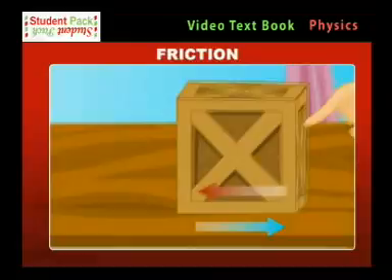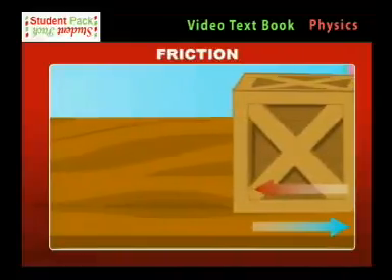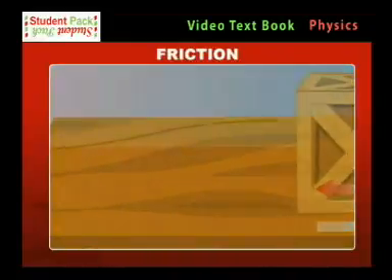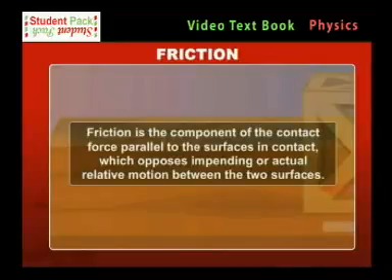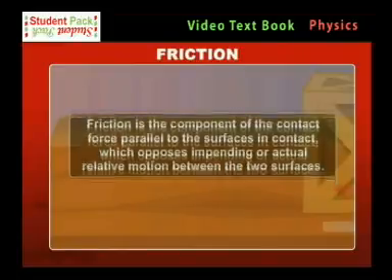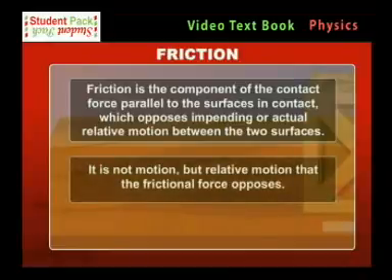The two bodies are in contact, each of them experiences a contact force by the other. Friction, by definition, is the component of the contact force parallel to the surfaces in contact, which opposes impending or actual relative motion between the two surfaces. Note that it is not motion, but relative motion that the frictional force opposes.